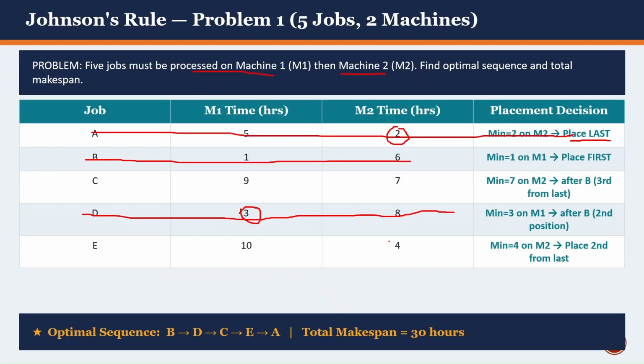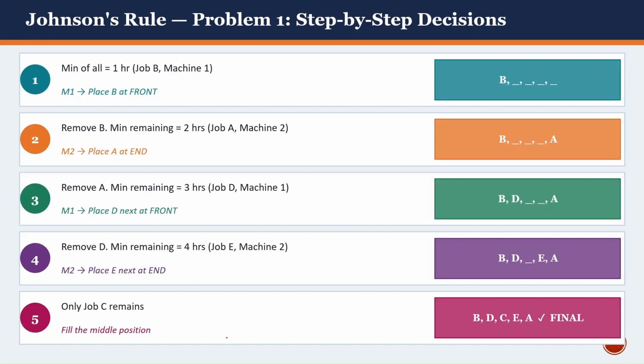Now the next minimum that is observed is on E, this machine 2. So therefore, this is observed on machine 2. So therefore, I'll be placing this at the second last position. That is E. And the remaining part is C. So that I'll put it in the center. So the only job remaining is C. So this is the final sequence that will come across. That is B, D, C, A.